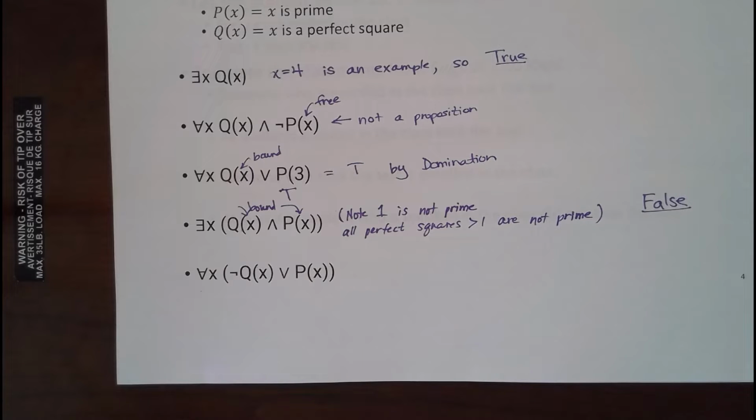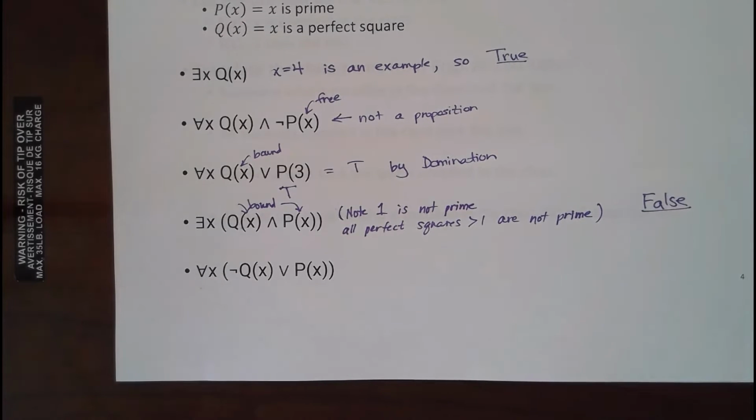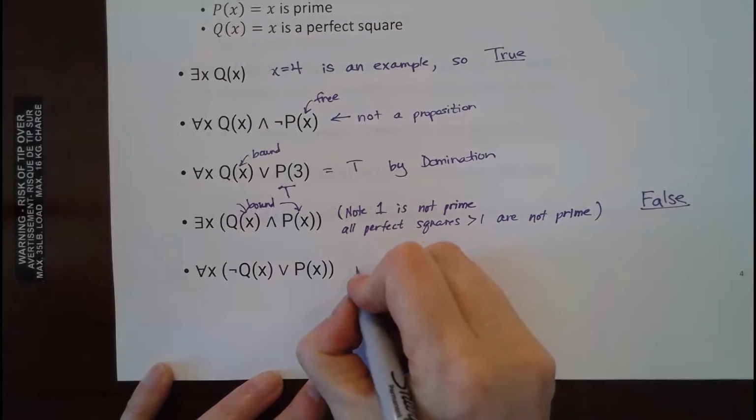Alright, Evan's saying no. Can you think of an example? So if we want to prove that a universal quantifier is false, we just need an example. Can you give me an example? 9. Okay, so let's do when x is 9.